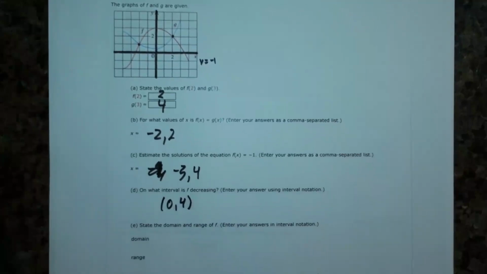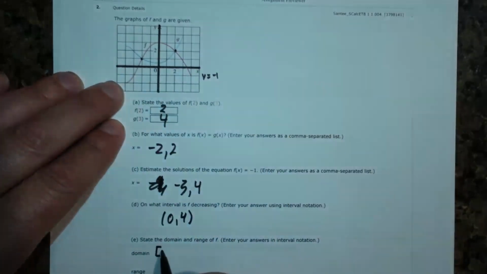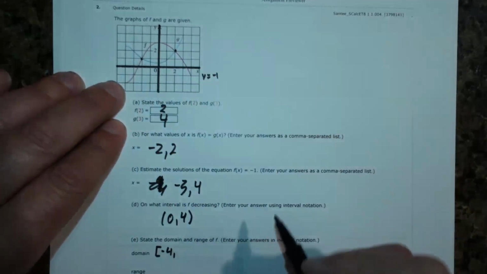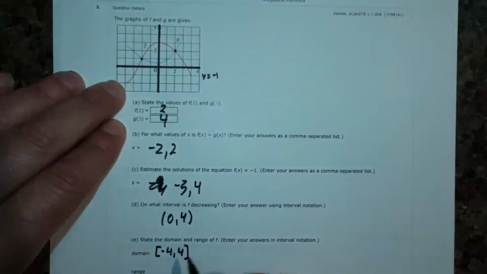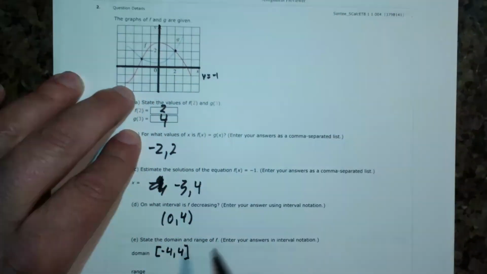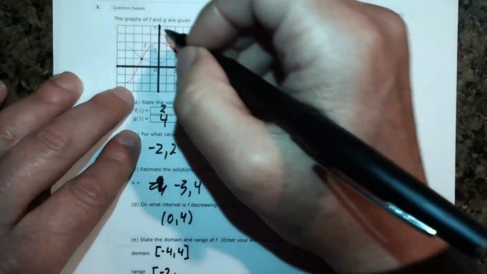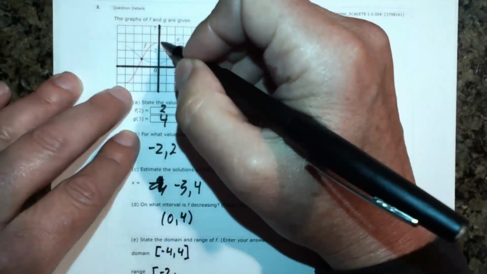State the domain and range of f. So f, the domain, is going to be from way back here, that's negative 1, 2, 3, 4, negative 4. And we are going to include the endpoints in this one. And here we're going to include positive 4. The range, that's up and down. We're starting way down here at negative 1, 2, negative 2. And we're topping out way up here at 3, it looks like.